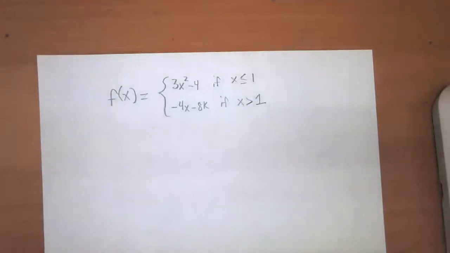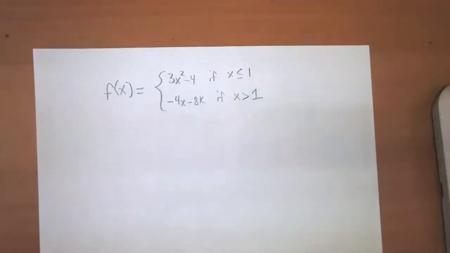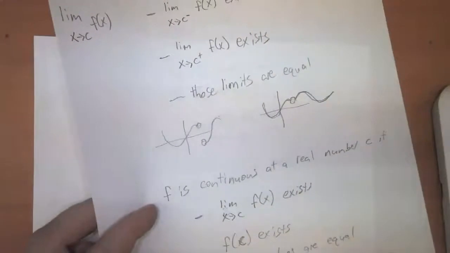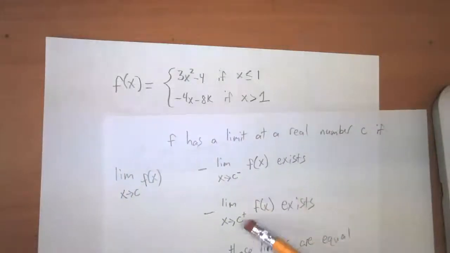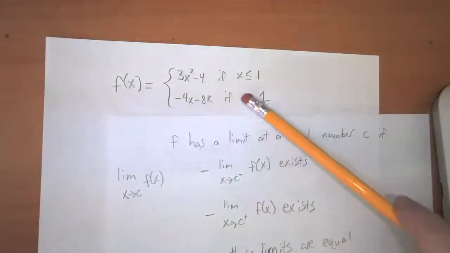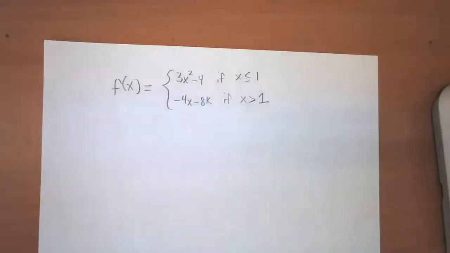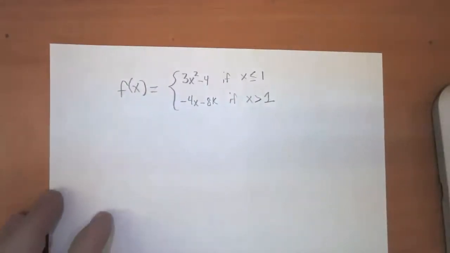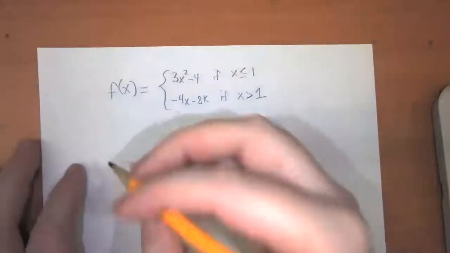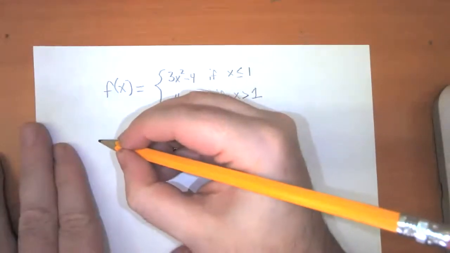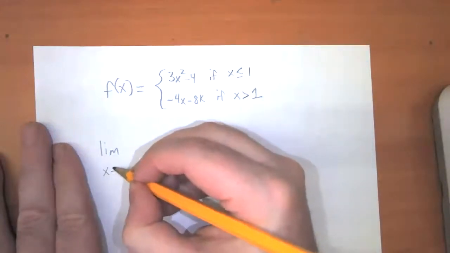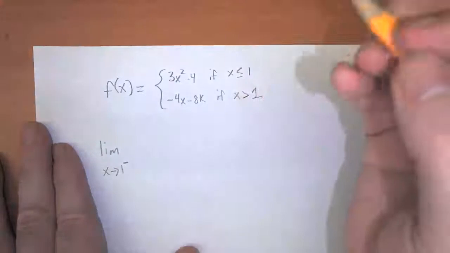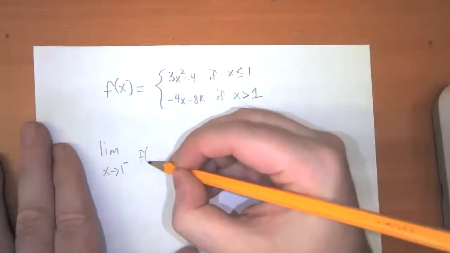But don't worry, let's go back to our definitions. So, does the limit exist? Well, we're not sure if the limit exists. We've got a left-hand limit and a right-hand limit at 1. And so we need to make sure that those two things are equal to each other. So let's think about that. What is the limit as x approaches 1 from the negative side of f of x?